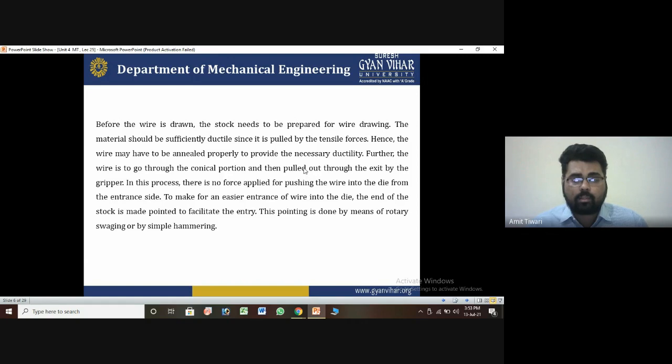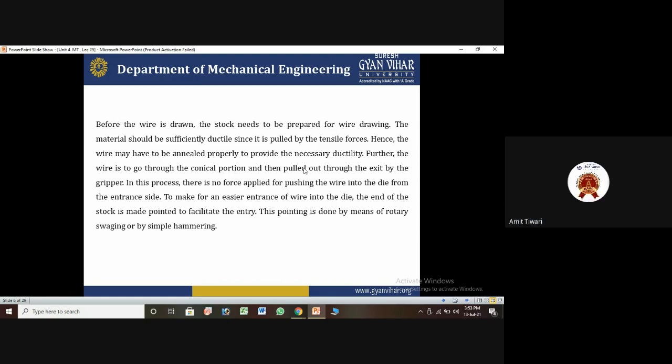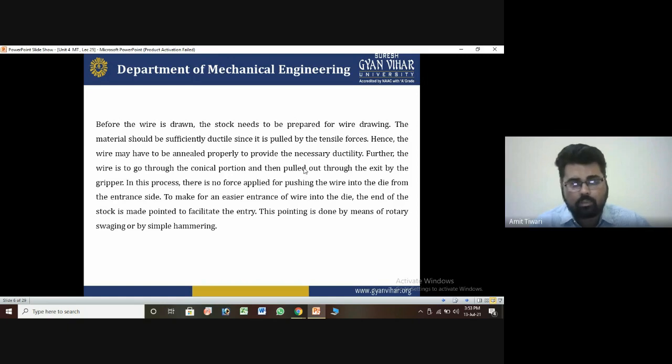We can say we are pulling the material on the equal and opposite sides, so both equal forces act on it. So it will be understood that the material will be destroyed, or the material can be removed by the process. That's why this type of material will be damaged. So to make the entrance of the wire to be drawn easier, the end of the stroke is made pointed very easily. This pointing is done by means of rotary swaging or simple hammering; all these types of techniques we adopted.